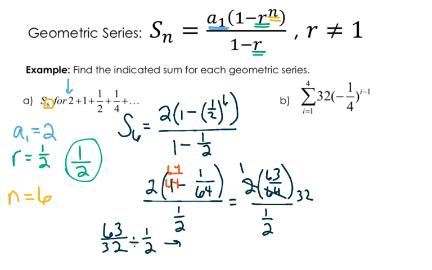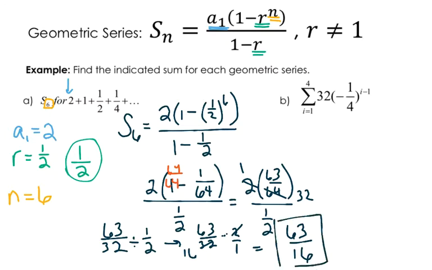Alright, I just fixed that. 63 over 32 divided by 1/2 is the same as 63 over 32 times the reciprocal, so I'm multiplying by 2 over 1. And the 2 and the 32 reduce. So my final answer is 63 over 16. And again, you probably could have gotten that a lot quicker. I tried to show all my steps there so you could see where things were coming from.